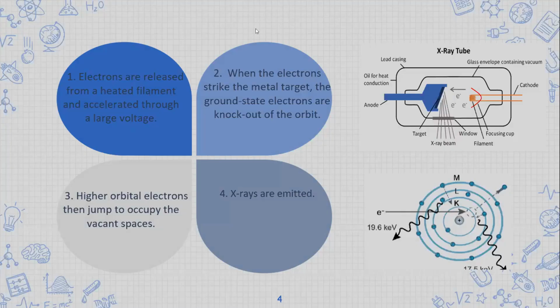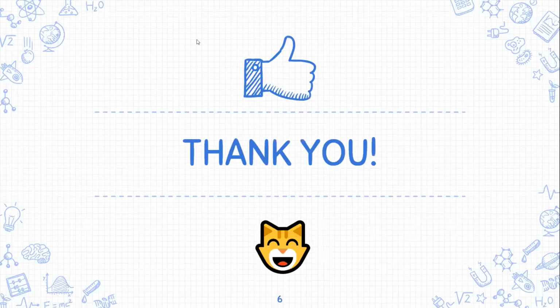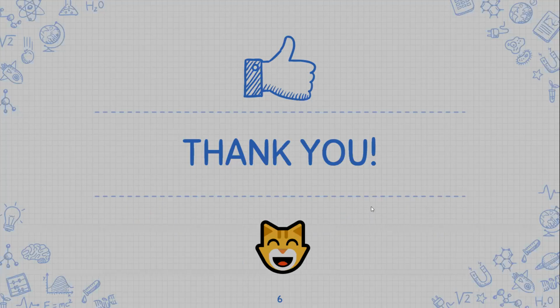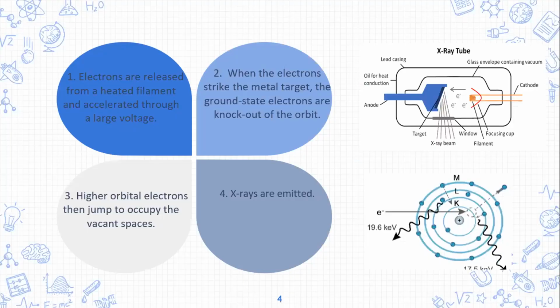Thanks, Fairuz. Nak tanya? Bukan sebab awak tak prepare, saya memang nak tanya. So kalau photoelectric effect dengan X-ray, apa perbezaan dia? Sebab tadi kita nampak ada elektron emitted, right? When electron strike the metal target, the ground state electrons are knocked out of the orbit. How is this different from photoelectric effect? Kalau awak ingat lagi lah. Just general question eh. Eh, tak ingat.